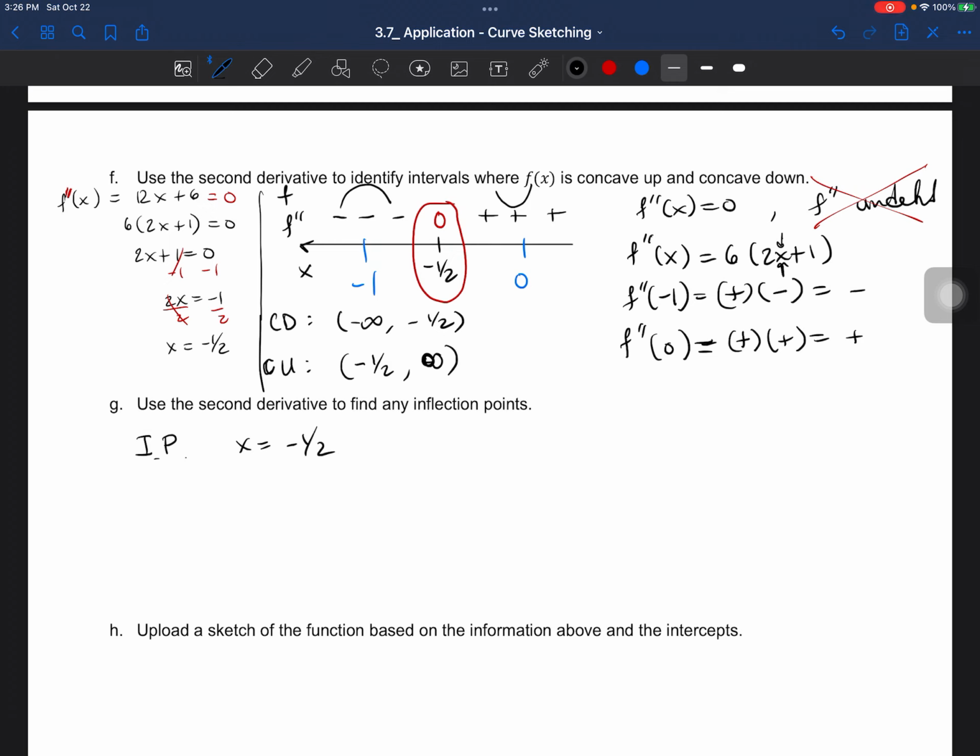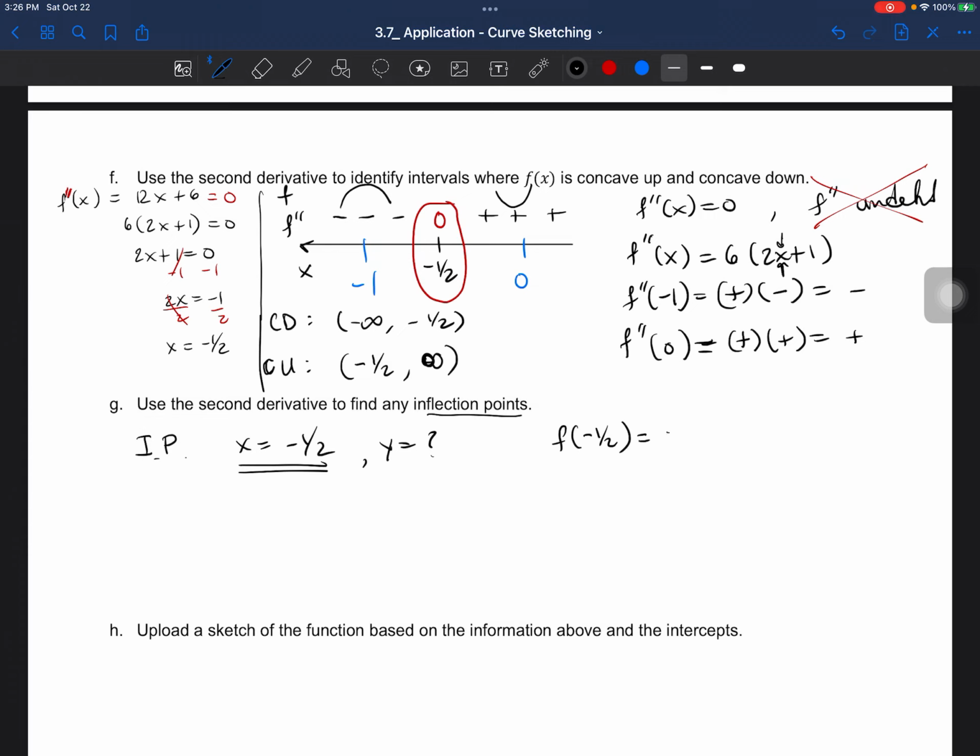Since there's only one point here, we have one possible point of inflection, and that's x equals negative 1/2. And actually, because at that point we changed concavity from concave down to concave up, that means that this possible point of inflection is an actual inflection point. It is going to give us an inflection point, but in order for us to give a point, we need to find the corresponding y value. So what we need to do is go back and plug this into the original function.